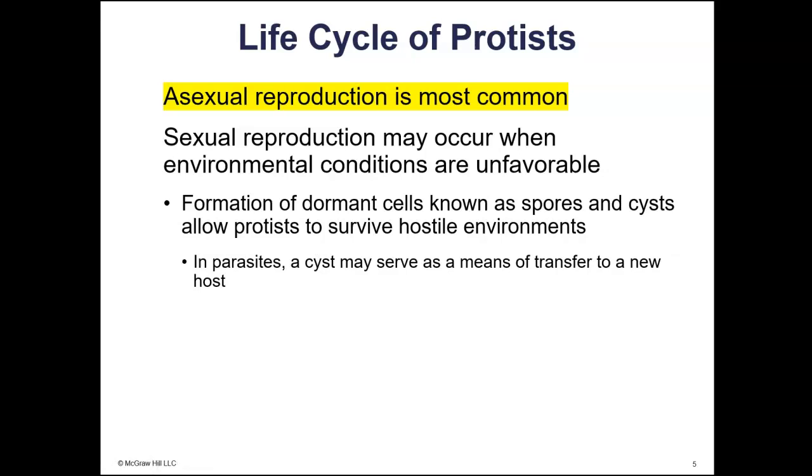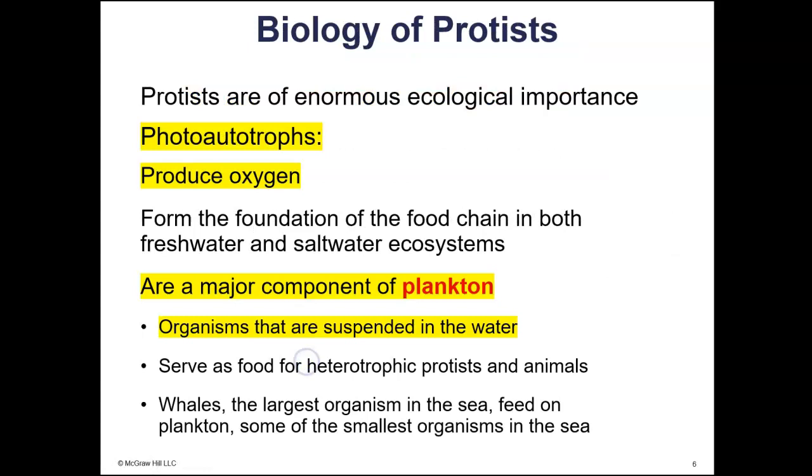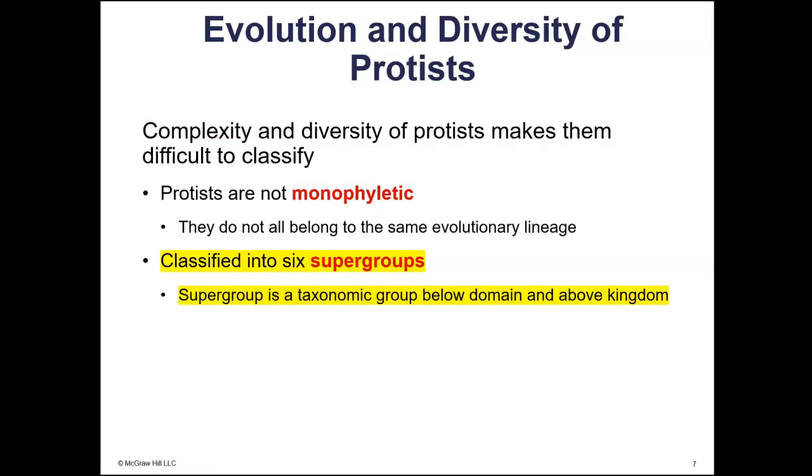For the Protista, asexual reproduction is the most common way for reproduction. It is basically cloning. Now, as far as their nutrition, the Protista can be photoautotrophs. For the most part, that means they're photosynthetic, and photosynthesis produces oxygen and releases it to the atmosphere. So they are important for adding oxygen to our atmosphere, and they are a major component of plankton, which are organisms suspended in the water.